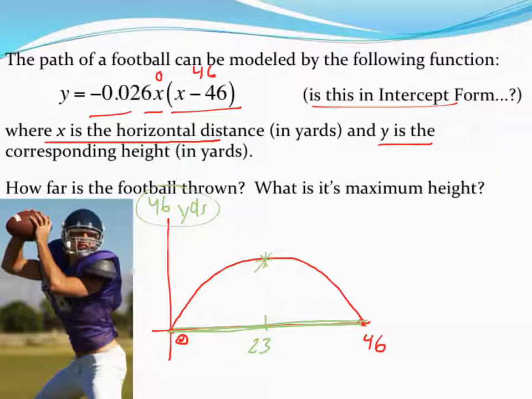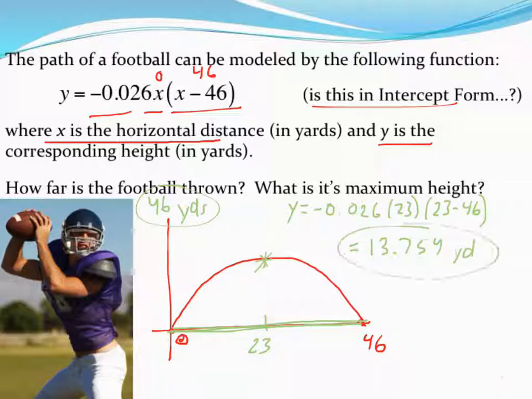So like we did previously, let's go ahead and plug our 23 in for x. So my equation was negative 0.026 times the x value, which we're going to use 23. That's the halfway point where the ball would be at its highest point, and plug 23 in for both x's. Now I would definitely want to use a calculator to multiply that out. I don't want to do that by hand. So doing a little calculation, I come up with a height of about 13.754, and then this was in yards. So plugging my x value in, I get my maximum height of about 13.7 yards.